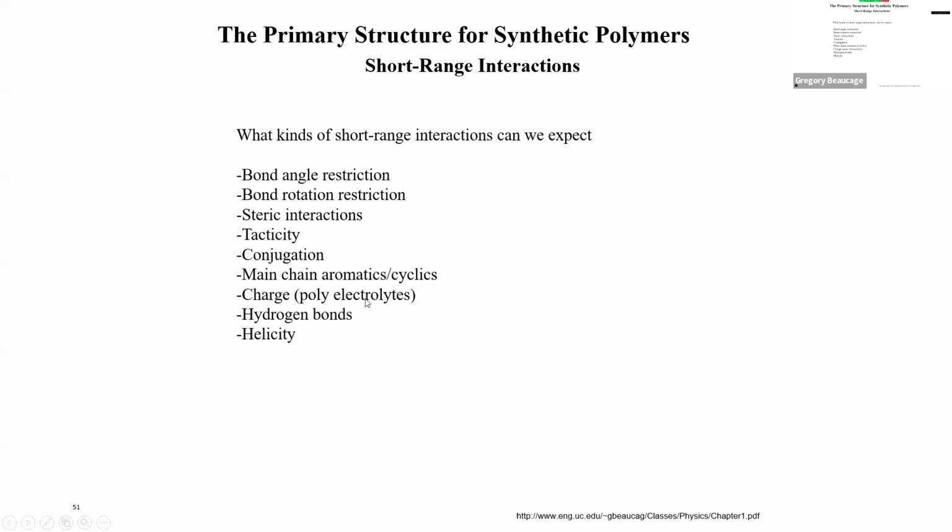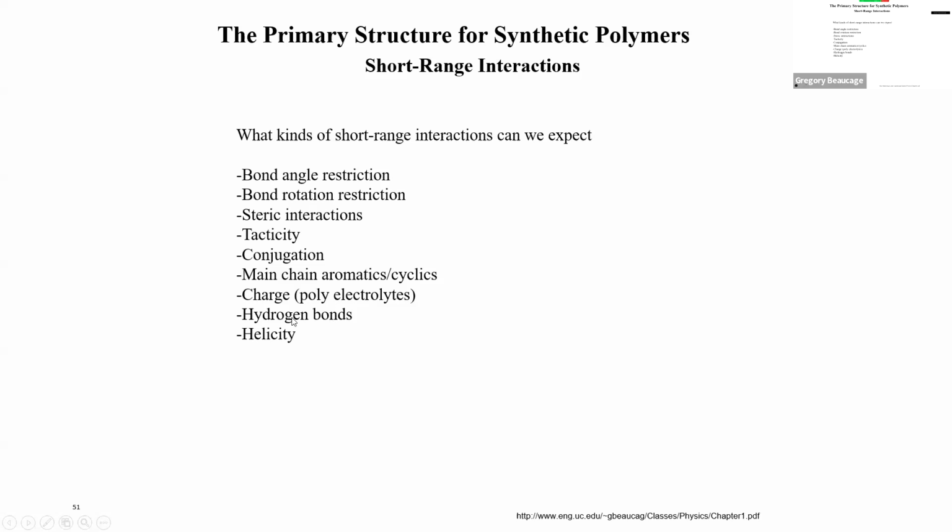So there's a bunch of different things that can change the persistence length. The two that Flory looked at were bond angle restriction and bond rotation restriction. Then there are steric interactions, like side groups on the chain, tacticity, and conjugation, which we'll look at more in the homework this week. Then main chain aromatics, that's also in the homework, and charges on the side of the chain, which I'll talk about maybe next week.